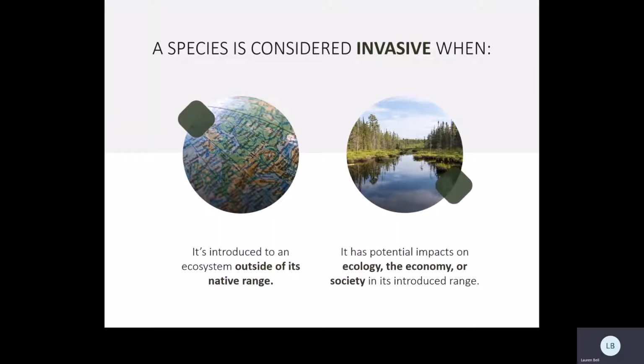An invasive species is an organism that is introduced outside of its native range and causes harm within that new introduced range. An invasive species can cause negative impacts to the ecology, the economy, and society within that new introduced range. And this second part is very important. A species introduced outside of its native range is not inherently invasive. It must negatively impact one of those three areas, and typically we see it impact all three.